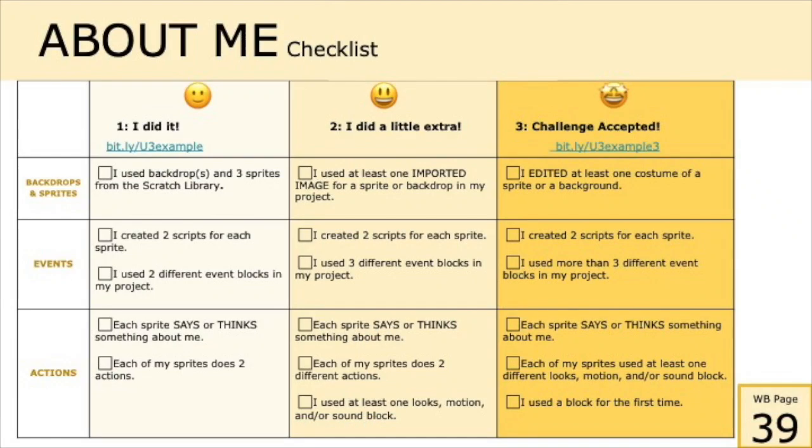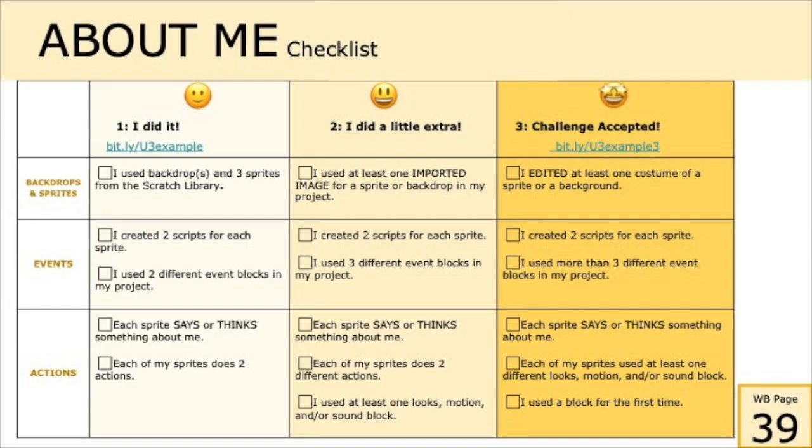The About Me checklist. So we've got our three columns. The basic is that they use a backdrop and 3 sprites from the Scratch library. There's 2 scripts for each sprite. Can somebody tell me what the 2 event blocks are that the 2 scripts will start with? The green flag and when the sprite is clicked. Exactly. So each of my sprites needs to have a green flag to reset and a when sprite clicked to initiate the actions. I use 2 different event blocks in my projects.